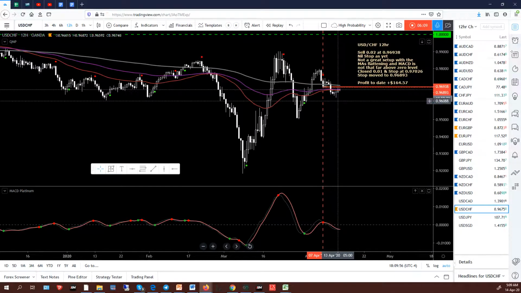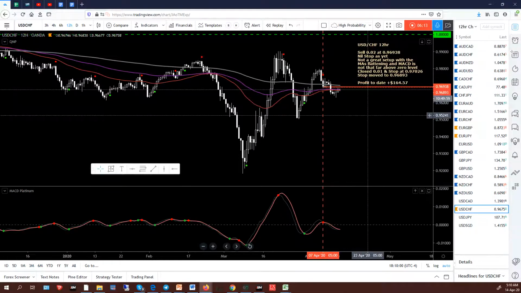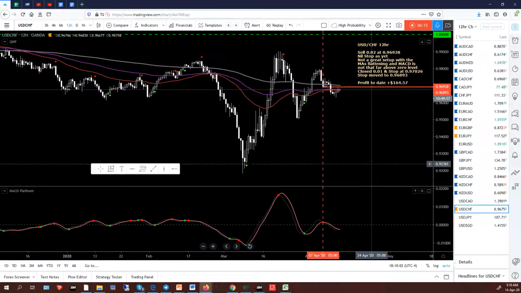Yeah, it's not going anywhere. So the stop moved down to 96893. It's just an ugly market at the moment. So that's all that's been done on that, and that's it for the 12-hour charts. There's not much else to report.